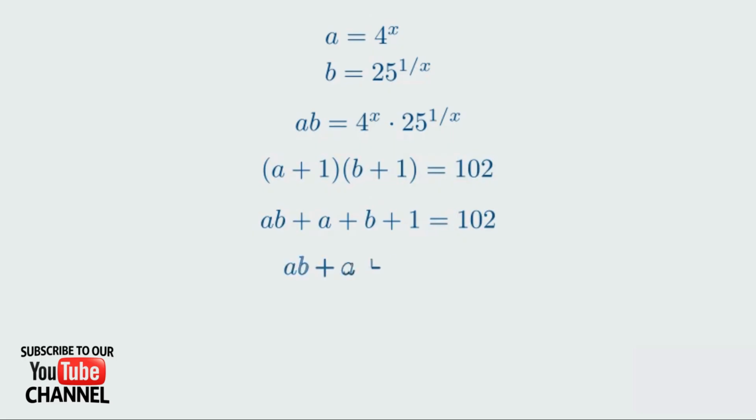This gives us ab plus a plus b equals 101. We can rearrange this equation to solve for the sum a plus b. The sum a plus b equals 101 minus the product ab. This gives us a relationship between the sum and the product of a and b. This relationship will be our key for solving the problem.